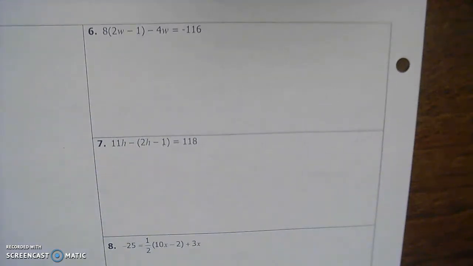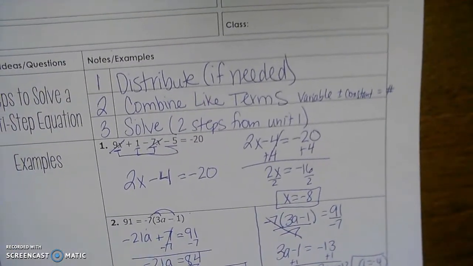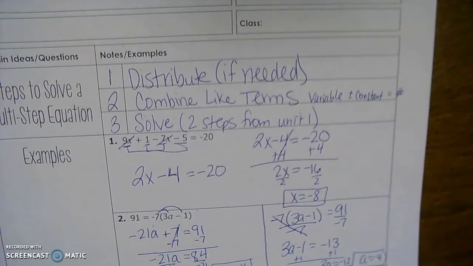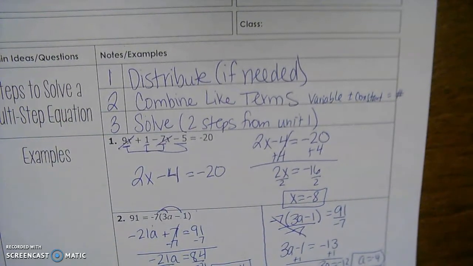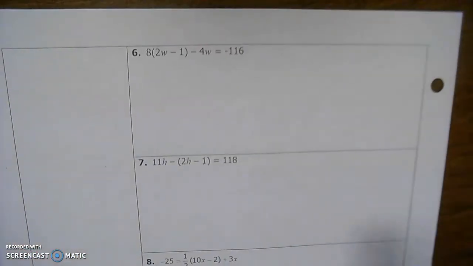On page 2-2 notes, so 2-1, we went through these steps. We need to distribute if needed. So we know to distribute if we have parentheses. Then we need to combine our like terms, and after that it will be just like a two-step problem from Unit 1. So on number 6, first we need to distribute the 8.